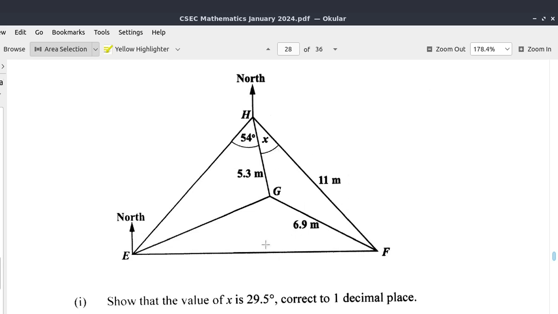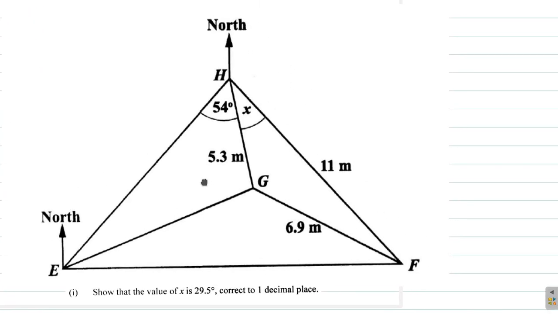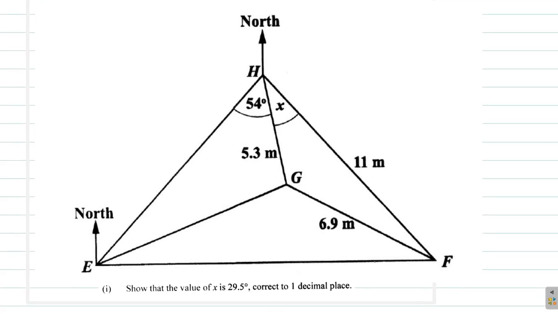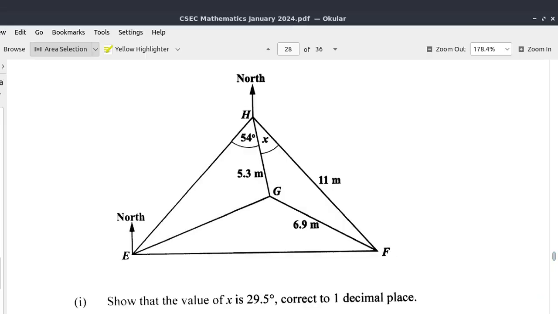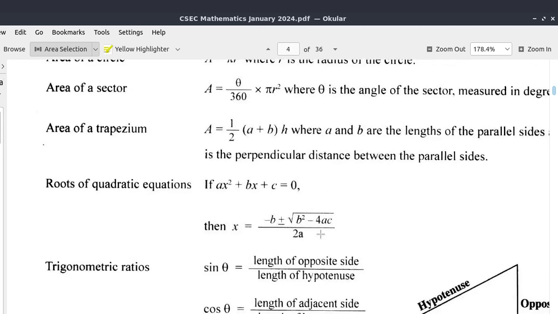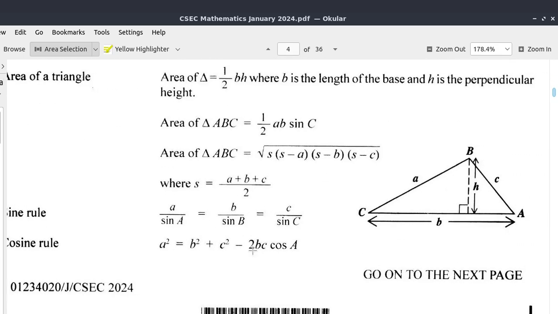But what you're going to have to use is the sine or the cosine rule. We could try the sine rule first because it's simpler. If it can't work, we try the cosine rule. Remember, the sine and cosine rule are in the formula sheet. It's page 28. Remember which page to come back to because I'm going to scroll to the formula sheet. The list of formulae. You have the sine rule and the cosine rule.